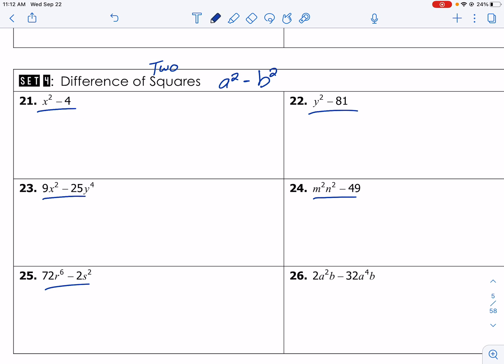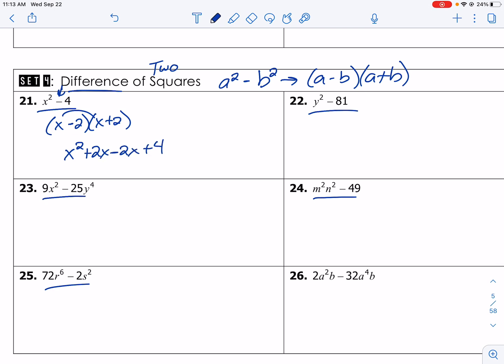And this can be rewritten as a minus b times a plus b. And you'll see why on the first one, why you end up with just two terms when you FOIL this out. So x squared minus 4, those are two perfect squares with a negative sign, a difference in the middle. This just factors to x minus 2, x plus 2. And if you check your work, x squared plus 2x minus 2x plus 4, hopefully you can see that's why these eliminate and you're just left with x squared plus 4.